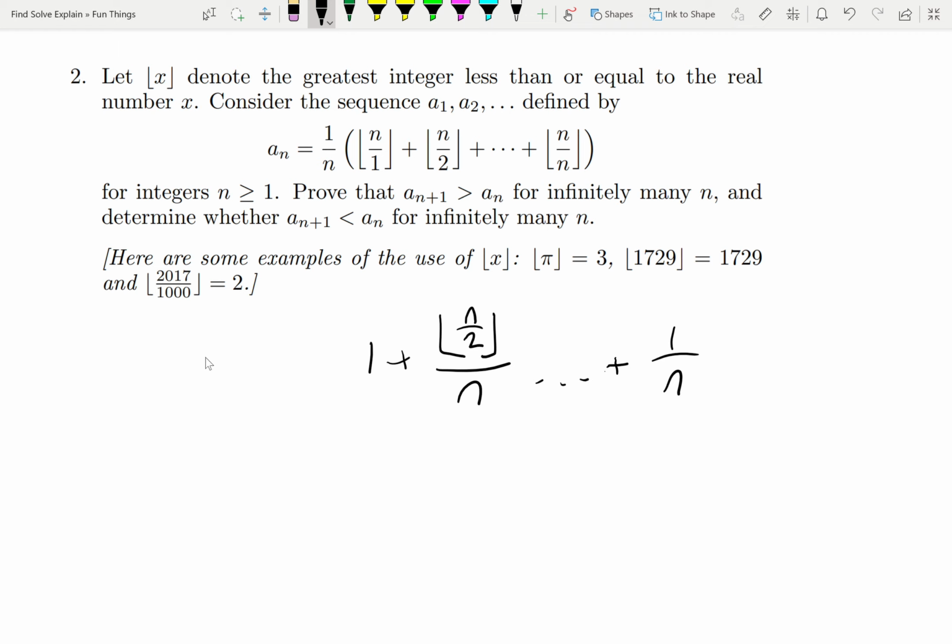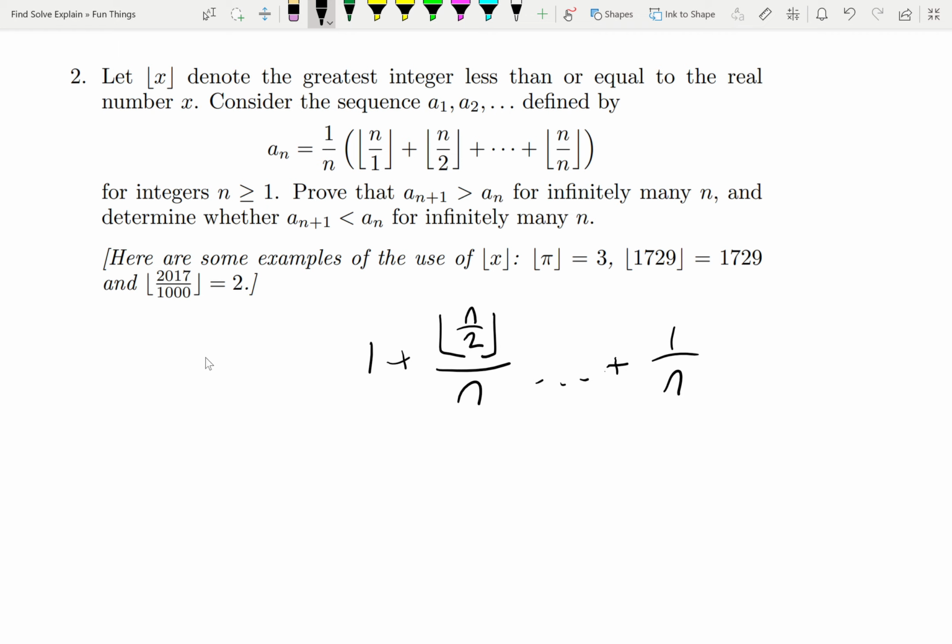The first thing that I noticed, at least, is that every time you have more factors in this sequence, effectively this will only change when a factor changes. For example, if a number is odd, then the floor of n over 2 is the same as the floor of n minus 1 over 2.